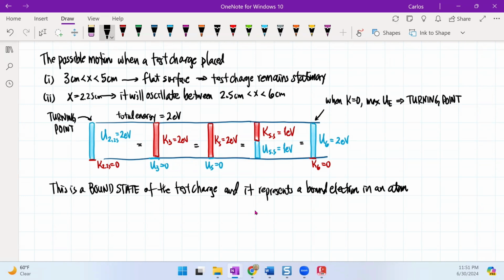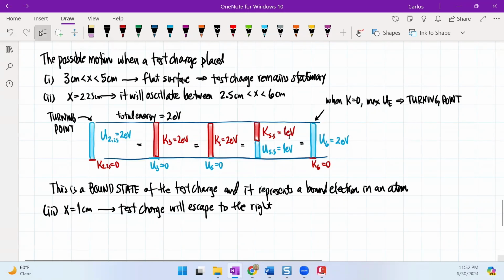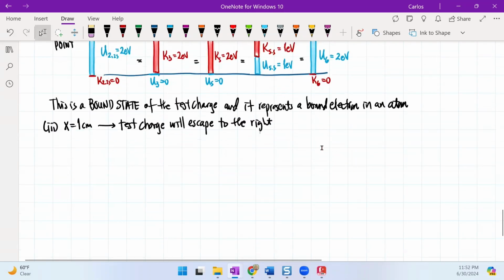Now, the other location I'd like to look at as the final one is the position x equal to 1 centimeter. What we'll see here is that the test charge will escape to the right. Now note that we did quite a few points here, so I'm going to be more brief with this one.